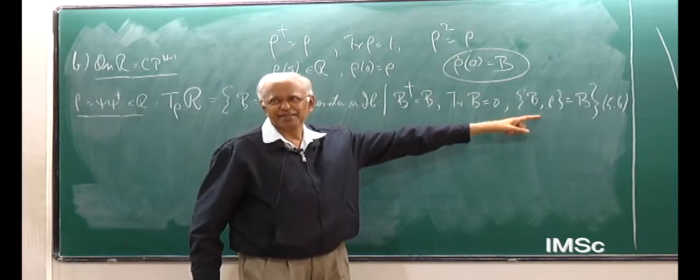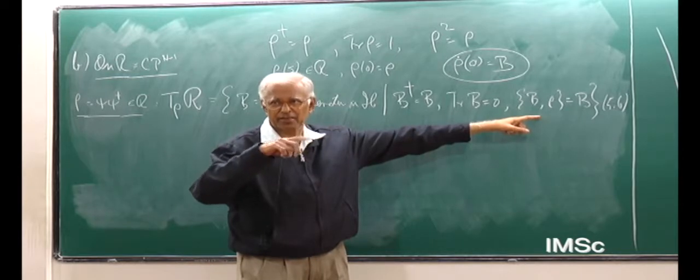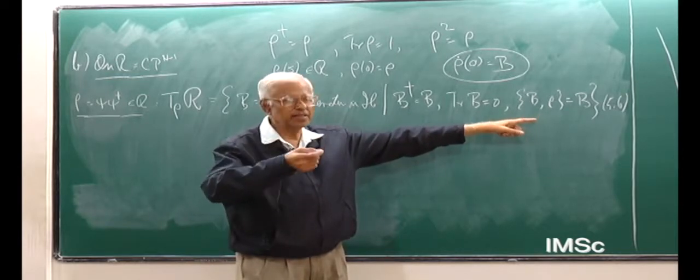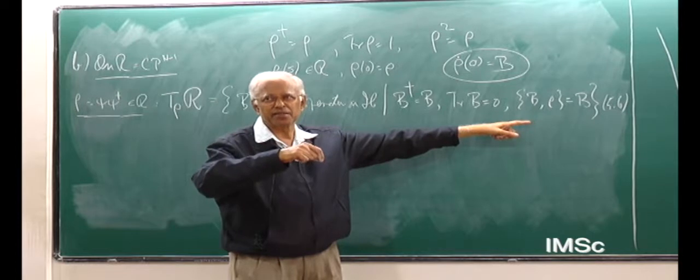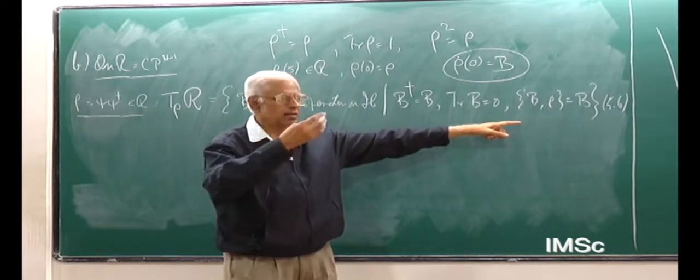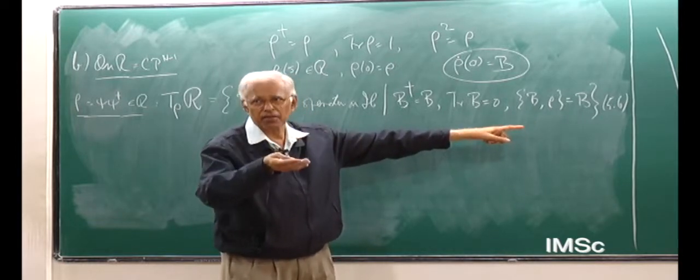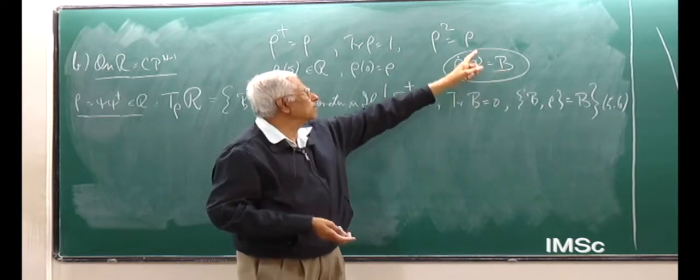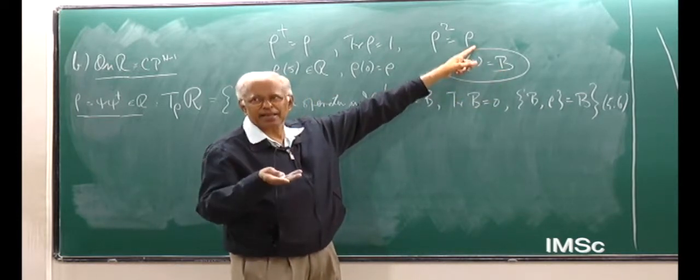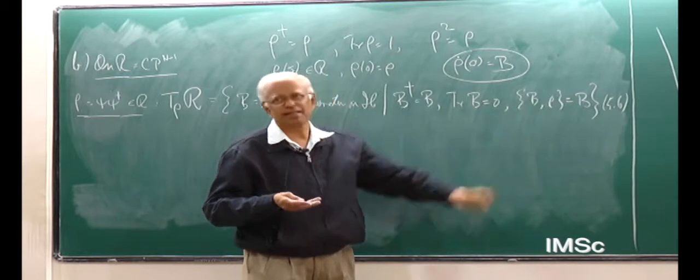Rho squared of s, rho of s squared, when you differentiate and then put s equal to 0, there will be 2 terms. Rho b plus b rho. And it must be equal to the derivative at the right. So you get exactly this relation.